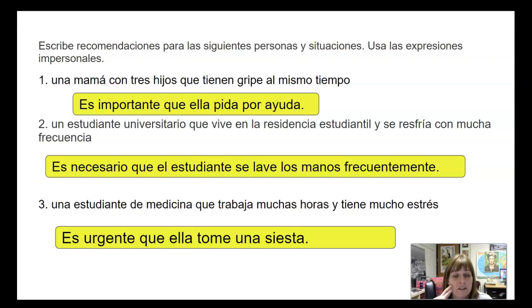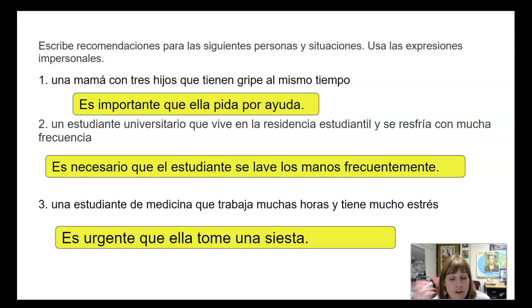¿Es necesario que el estudiante coma bien dieta, that they eat a good diet? ¿Es necesario que el estudiante limite contacto con otros, maybe limits contact with others. So these are some ejemplos para ustedes. Número tres, una estudiante de medicina que trabaja muchas horas y tiene mucho estrés. A medical student that works a lot of hours and has a lot of stress.